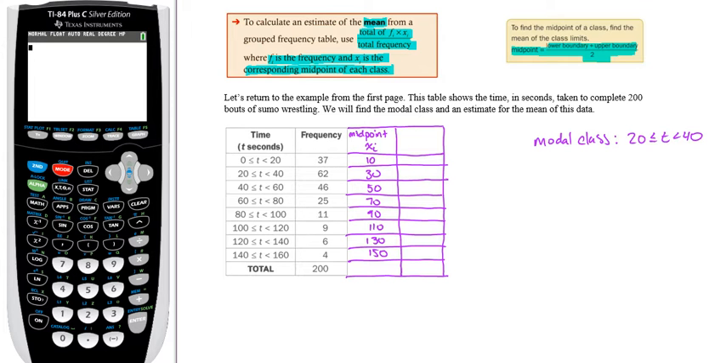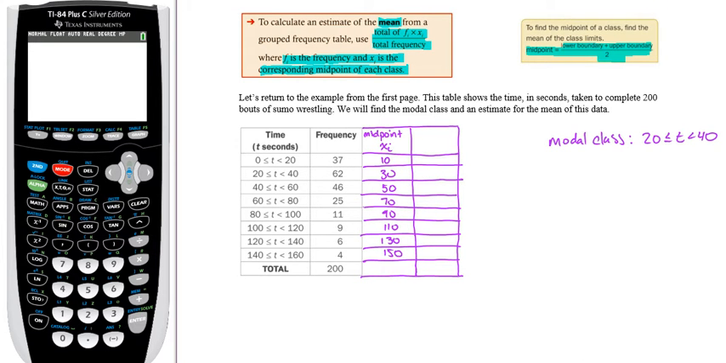So this is why the mean of a grouped frequency situation is always an estimate, because we're now assuming that all 37 of these bouts between 0 and 20 seconds lasted for 10 seconds. That is clearly not going to be the case. So we're making an assumption and we're making our best estimate of the data using the midpoint, which is why the mean is only going to be an approximate value.